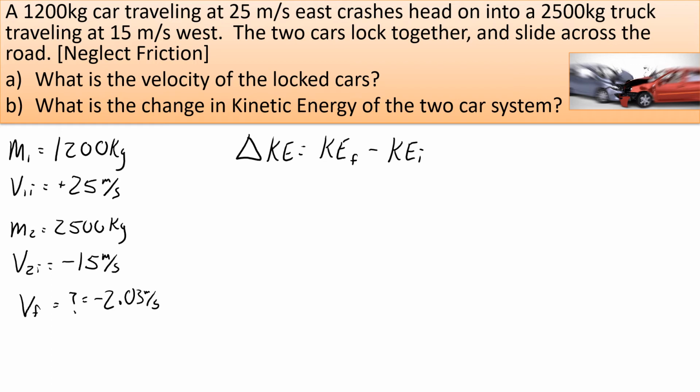If this was an elastic collision, this would be the same magnitude as this, and delta KE, the change in kinetic energy, would be 0 joules for elastic collisions. What we'll see is that the final kinetic energy is going to be, I'm predicting, less than the initial kinetic energy, and we're actually going to lose some kinetic energy, so there will be a change.